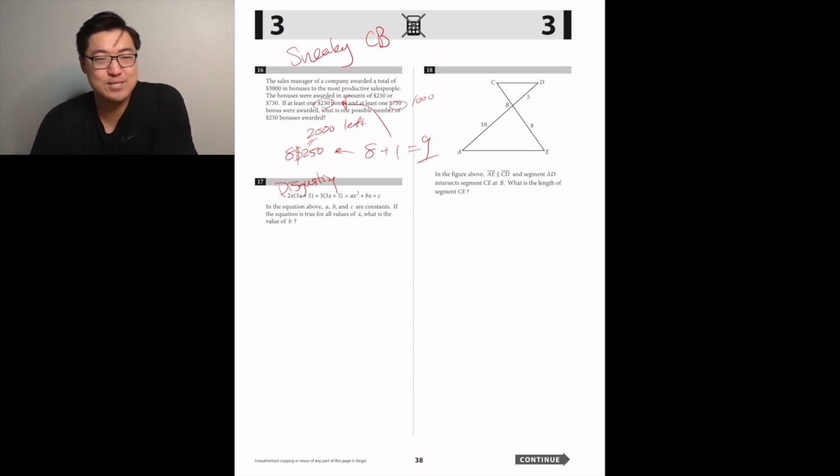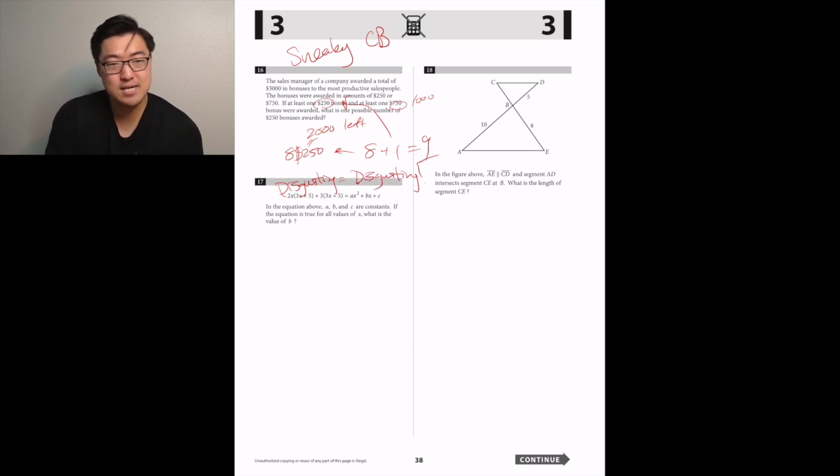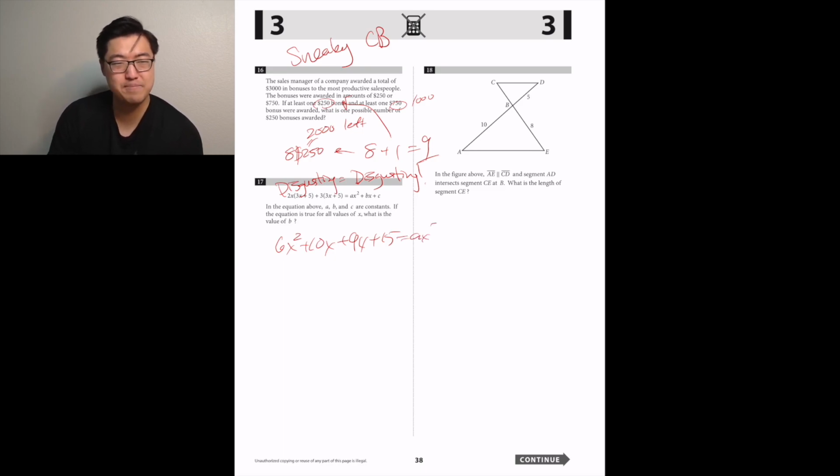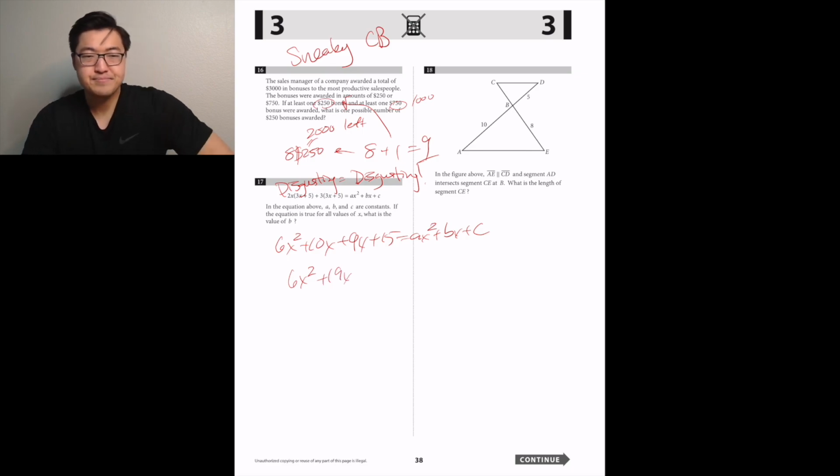17 is disgusting equals disgusting, so we're going to simplify the left-hand side and compare coefficients. In the equation above, a, b, c are constants. If the equation is true for all values of x, what's the value of b? Okay, more mental gymnastics. So 6x squared plus 10x plus 9x, so 6x squared plus 19x plus 15. 6x squared plus 19x plus 15, 19, I think, is the answer.